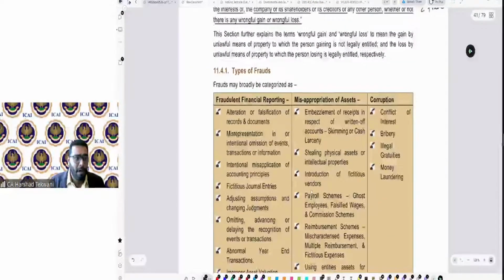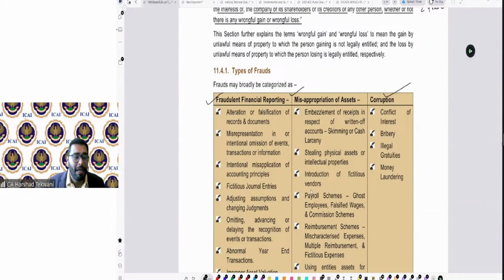Usually we divide fraud into three categories: fraudulent financial reporting, which impacts your financial reporting; misappropriation of assets, that is, you take away the assets which are there in the books; or corruption, an amount paid for the benefit of the company or to do something in your favor. So frauds are broadly categorized into three categories.